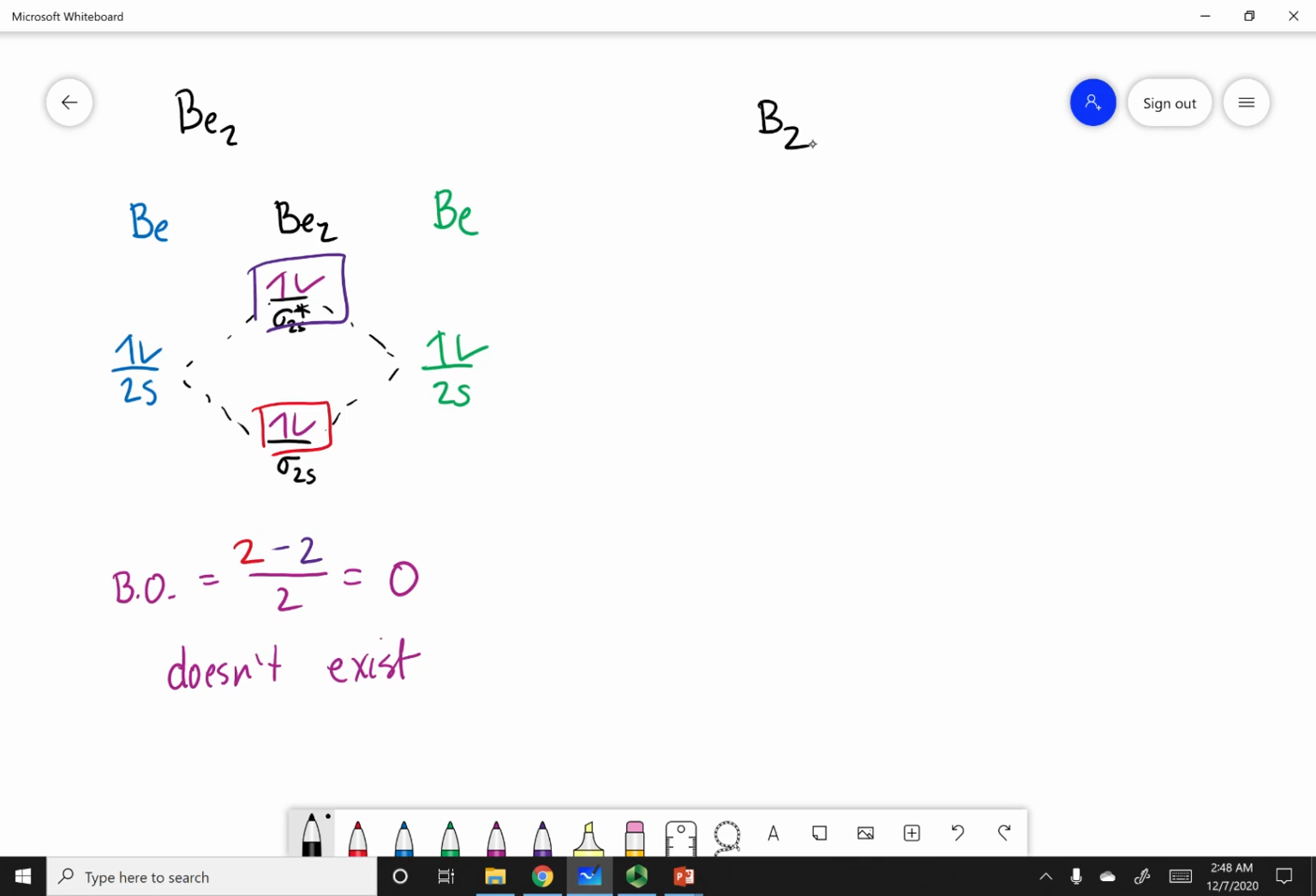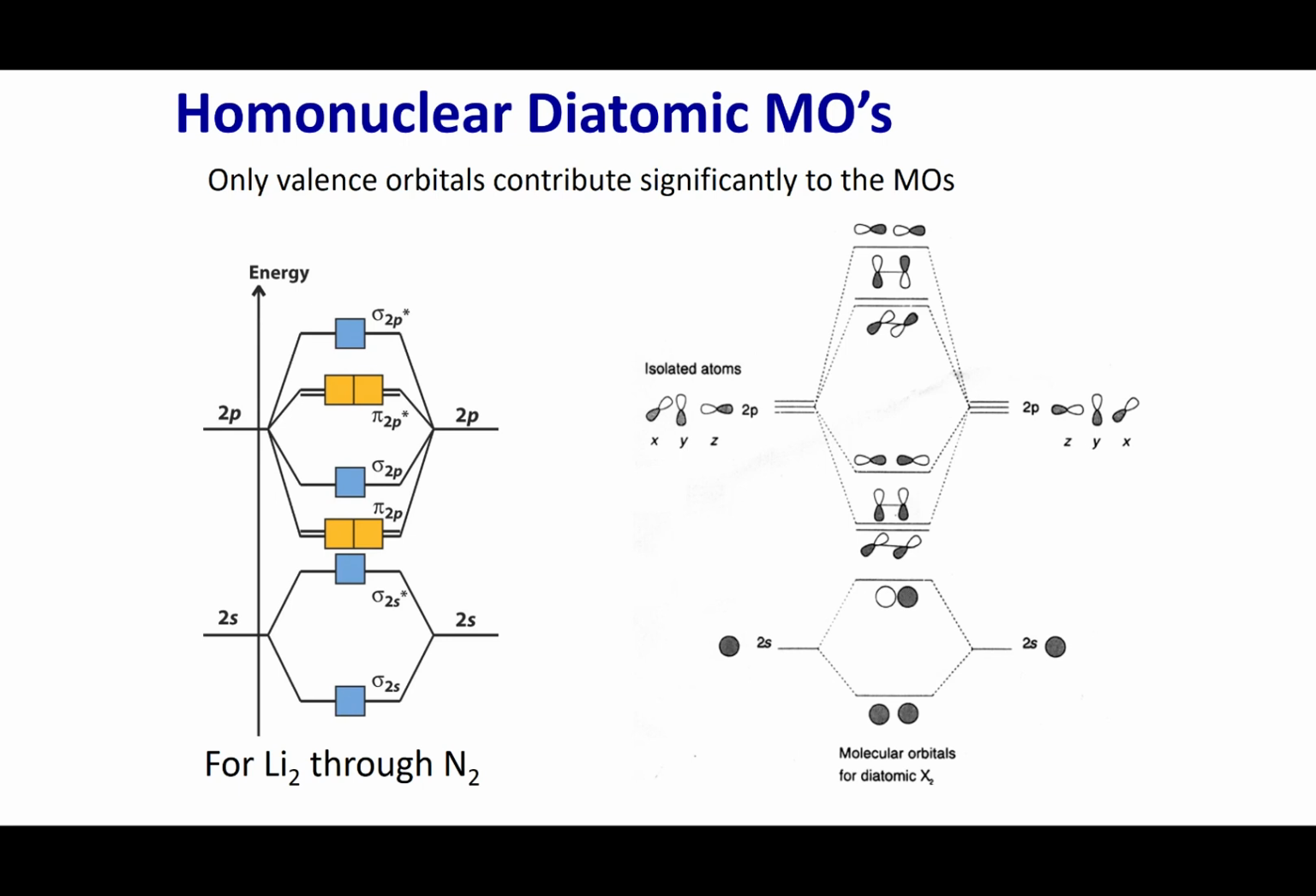Let's see if we can make B2, diboron. For boron, if I look at the valence orbitals, I'm starting to fill out the p orbitals. Up until now, I've been talking about how s orbitals mix and match. So now what I've got to do is figure out how p orbitals are going to mix and match. So let's take a look at this side of this slide. What you guys will see is me combining orbitals in n equals 2.